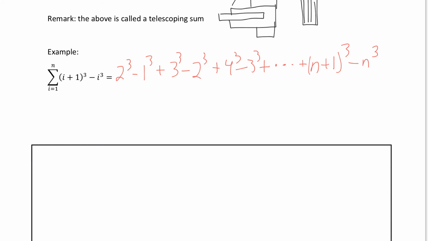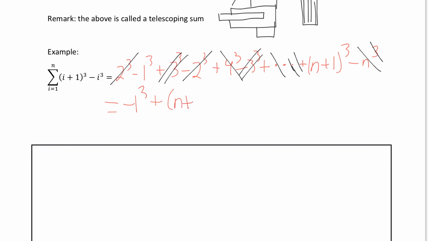Again, if you look here, there's a 2 cubed and a negative 2 cubed. We can cancel those. We can cancel the 3 cubed. We'll be able to cancel the 4 cubed with the next term, we just didn't write it. And we'll be able to cancel the n cubed with a term in here as well. So really, all we're left with is minus 1 cubed plus (n plus 1) cubed, which we can rewrite as (n plus 1) cubed minus 1.